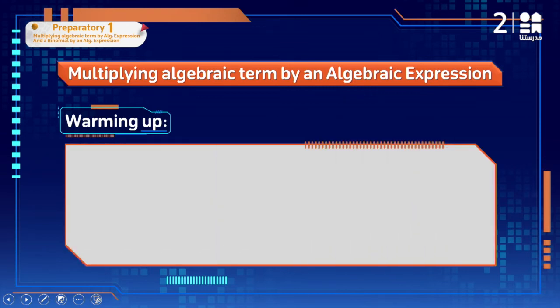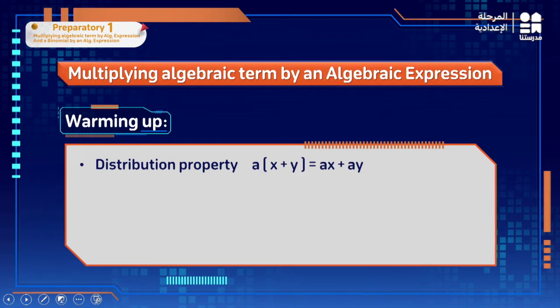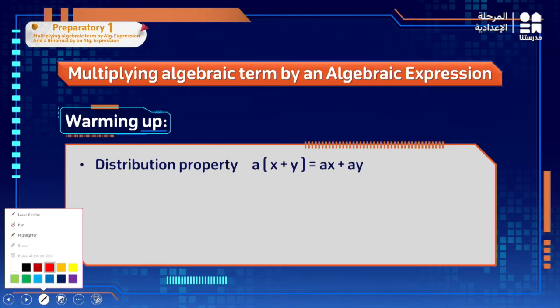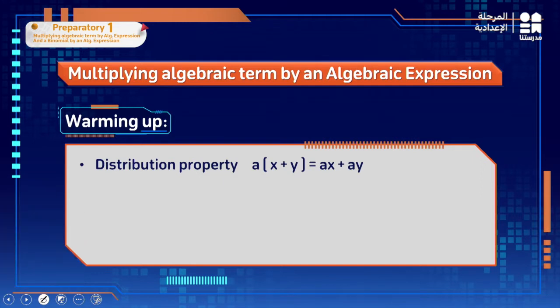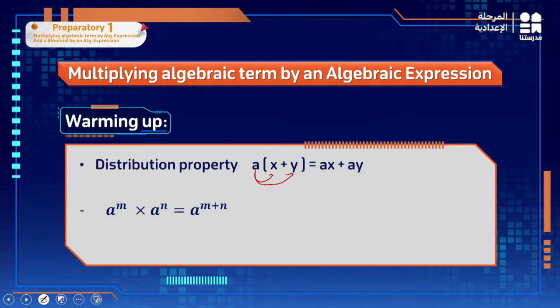Our warming up is about distribution property. أنا هحتاج النهاردة أستخدم ال distribution property وخليني أفكركم بيها. A times x plus y, we are going to distribute this: a times x plus a times y. وكمان هتكلم عن multiplying the same base, we are going to add the exponents, so a to the power of m times a to the power of n equals a to the power of m plus n.